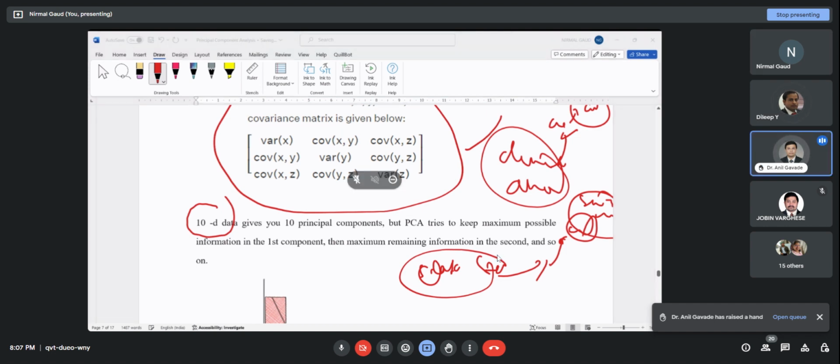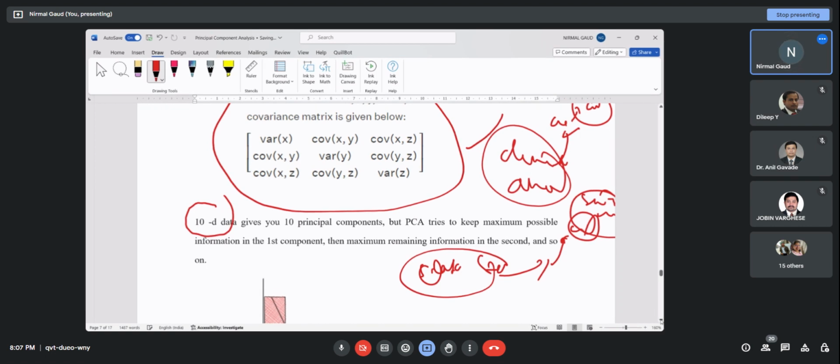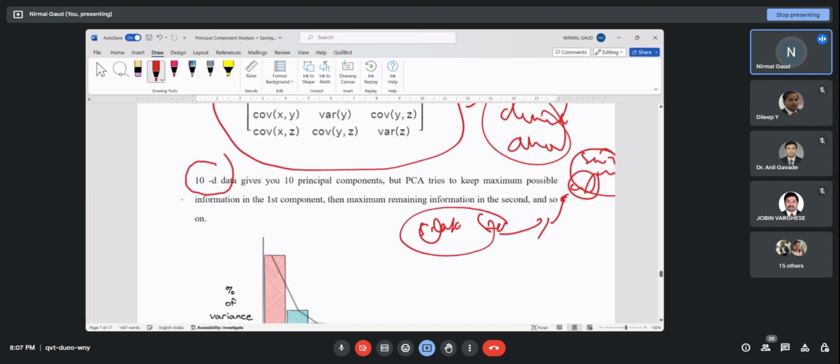No, sir. Thank you. Sir, when we have one dimension, two dimension, and three dimension, how do you correlate this? Could you elaborate a little bit, sir? That's what I am saying, sir. Now see, I have 10 dimensional data, and we are given 10 principal components from it. 10 dimensional data gives 10 principal components.